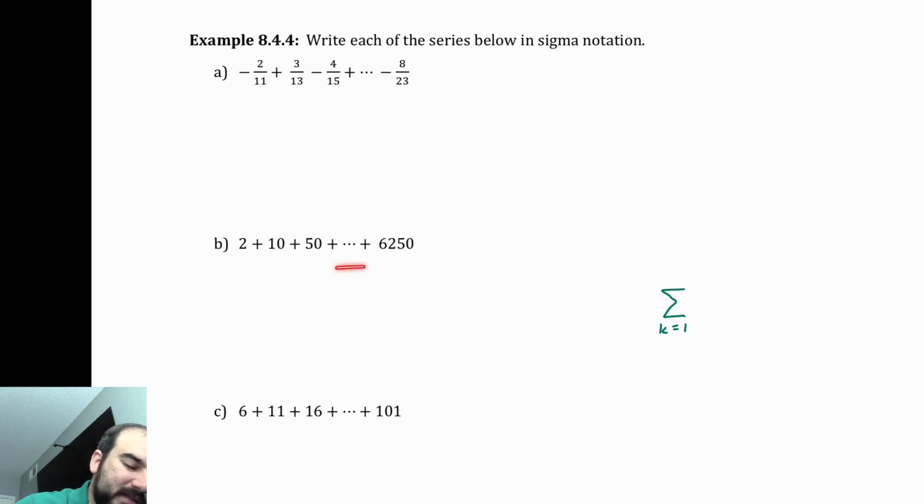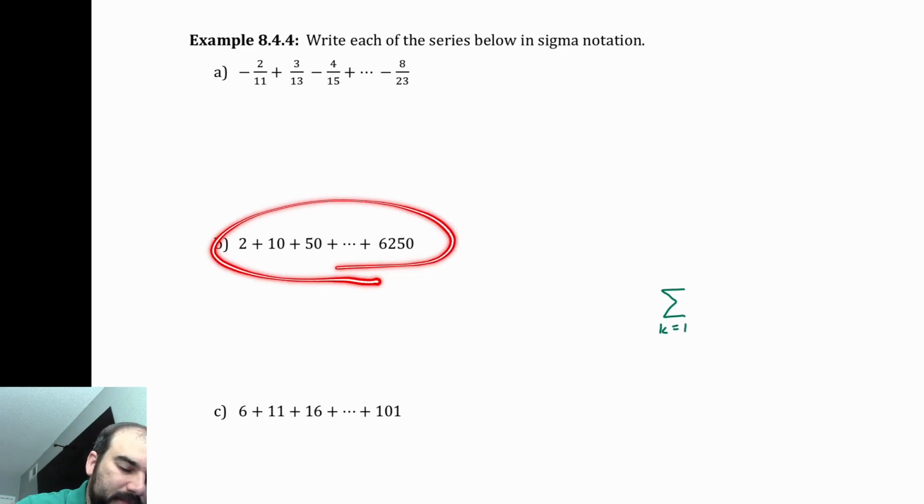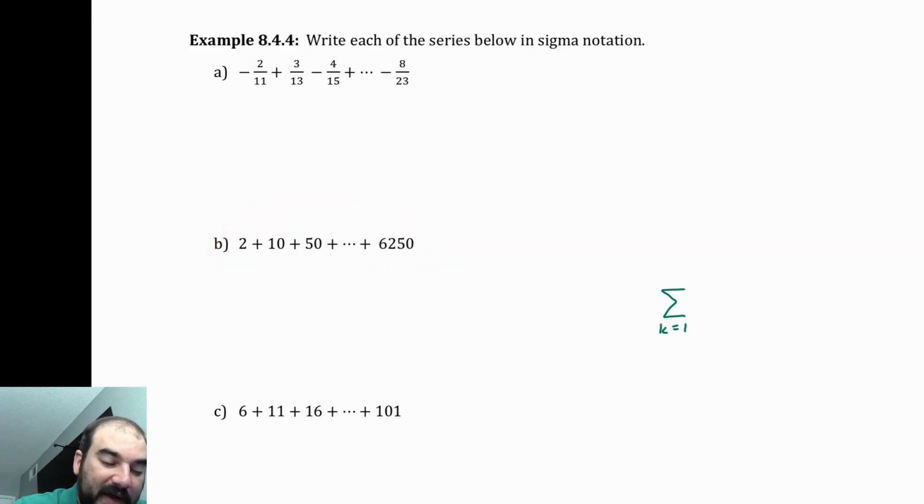Because if we can identify this as an arithmetic or geometric, we can just have k starting at 1 and use our formula for writing the explicit formula for a geometric or arithmetic sequence. Looking at this, does it appear to be arithmetic or geometric?